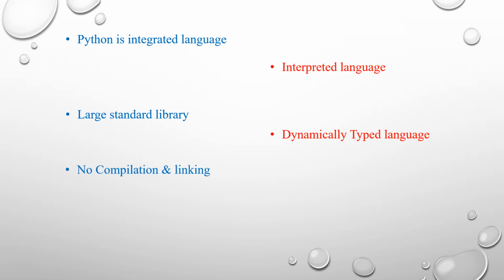In Python, no compilation and linking is required. For example, in a C program, we write the code in a high-level language, then we convert the high-level language into a machine-level language. For this process, a compiler is required. In Python, the code is automatically converted into bytecode. So here, a compiler is not required.